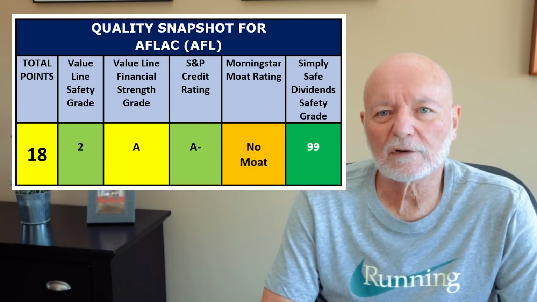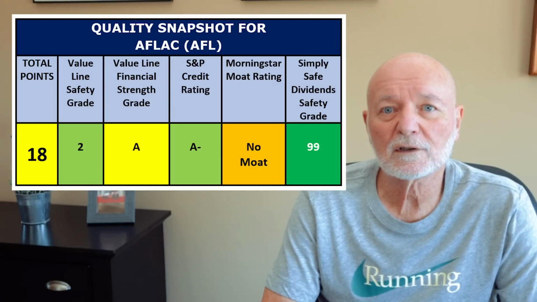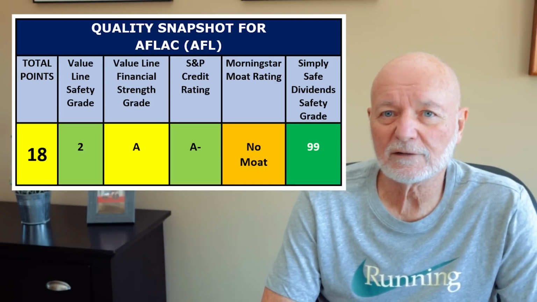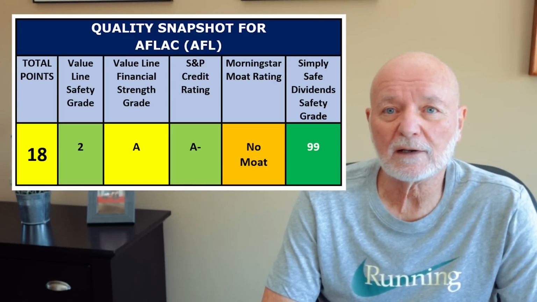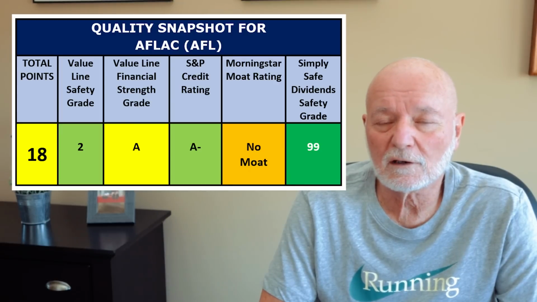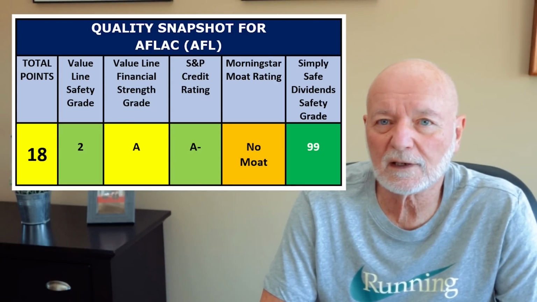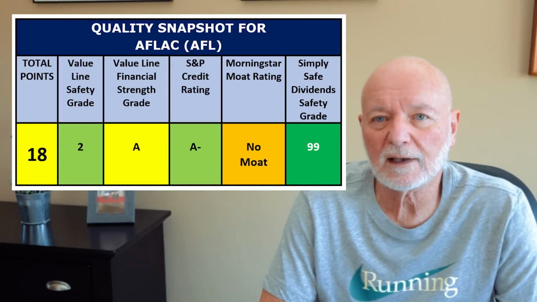I mentioned before that Morningstar tends not to give MOAT ratings to insurance companies, and that's the case with Aflac. Aflac gets no MOAT from Morningstar. However, the Simply Safe Dividends safety grade on Aflac's dividend is the same 99 points that we saw with Johnson & Johnson, meaning that Aflac gets 5 points, top grade on my rating system. So in this display, the colors indicate the points. Light green indicates 4 points, yellow indicates 3 points, orange indicates 2 points, and dark green indicates 5.